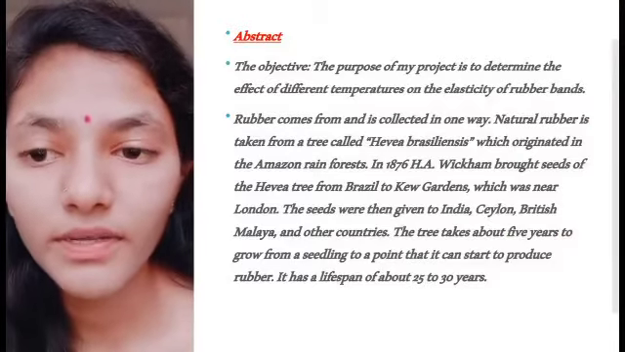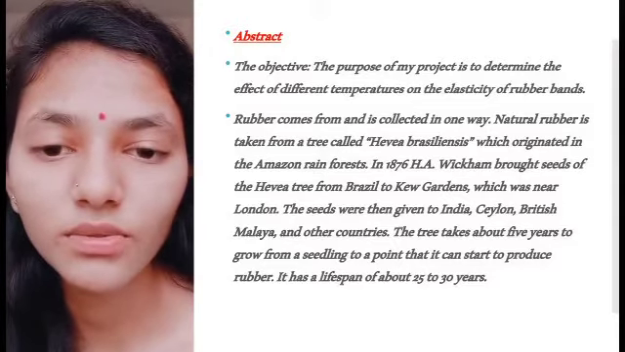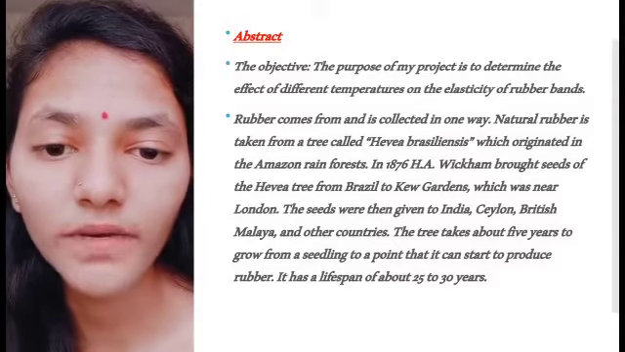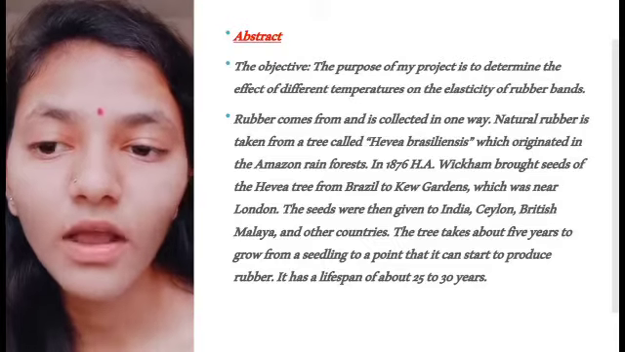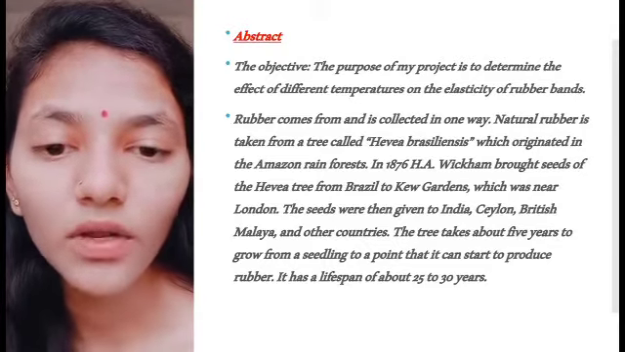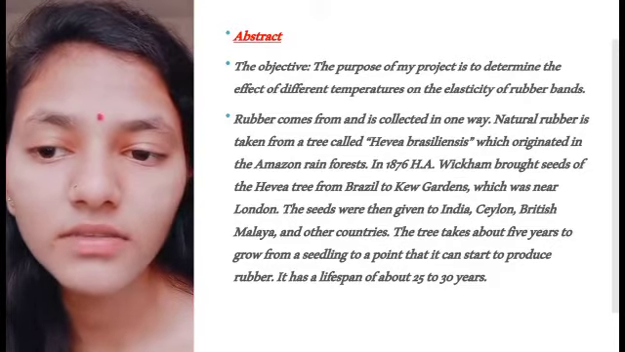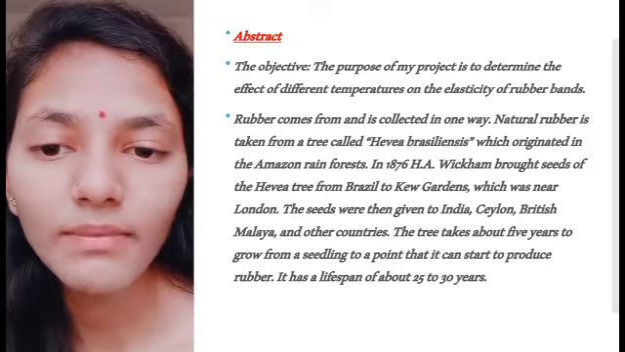Third point of my presentation is abstract. The objective: the purpose of my project is to determine the effect of different temperatures on the elasticity of rubber. Rubber comes from and is collected in one way. Natural rubber is taken from a tree called Hevea brasiliensis, which originated in the Amazon rainforest.